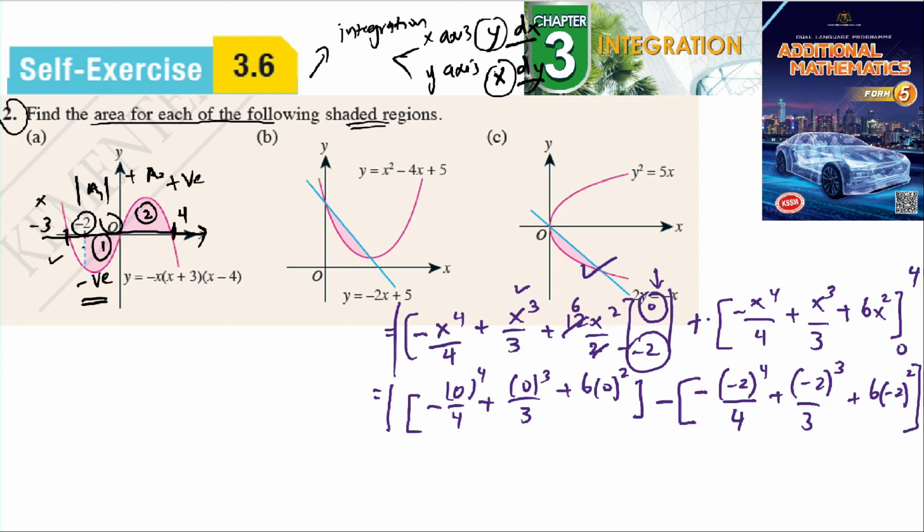Here, up and down, and you have a plus 1 here, so this one will become plus. So up here is 4, so you substitute x with 4: 4 to the power of 4 over 4 plus 4 to the power of 3 over 3 plus 6 times 4 squared. So x will become 4. This one is 4, not -4, okay?